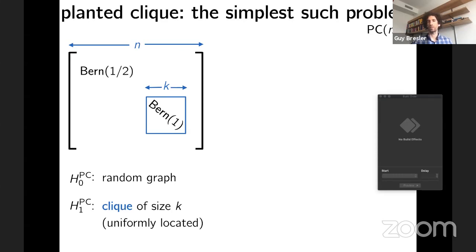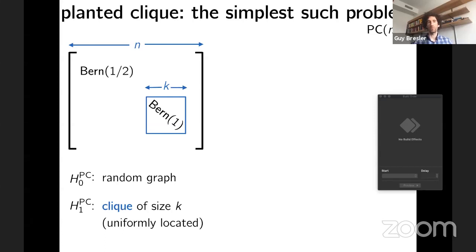Okay, so this is a hypothesis testing problem. It turns out to be equivalent, in a strong sense, to the estimation problem of finding the clique. For the purposes of this talk, we'll just consider hypothesis testing problems. Most of what I'm going to say applies also for estimation problems, but it's just going to be simpler to think about hypothesis testing problems. Okay, so what's known about planted clique?